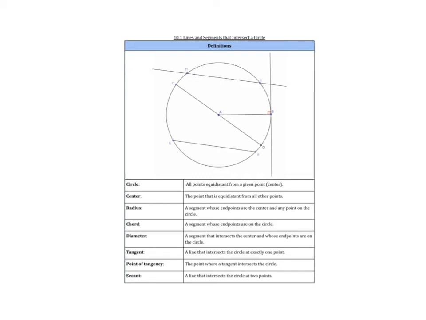Hello everyone, so here are your notes for 10.1, lines and segments that intersect a circle. Now, there is a list of definitions below. I don't believe that this is the first time you're seeing them. However, if you're not quite familiar with some of them, go ahead and pause the video here and copy all of these definitions down.